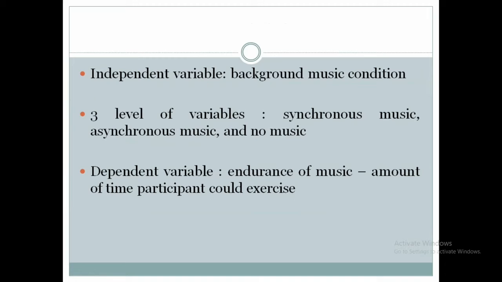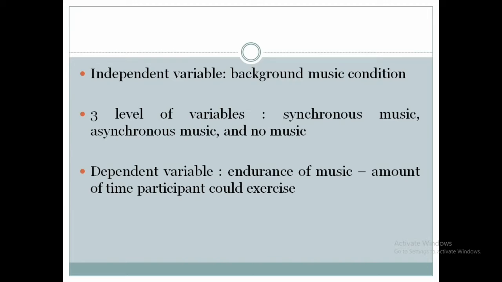The independent variable was background music condition. There were 3 levels of the variable, right? Synchronous music, asynchronous music, and no music. The dependent variable was endurance performance, which was reflected by the amount of time that the participants could exercise on a bicycle ergometer until exhaustion.